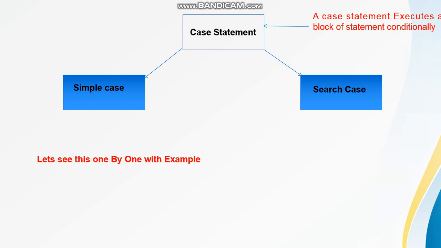What is the CASE statement? It executes a block of statements conditionally. We provide a certain condition, and if the condition is met, then the statements will be executed. There are two forms of the CASE statement: one is simple CASE and the other one is searched CASE. Let's see these one by one with examples.